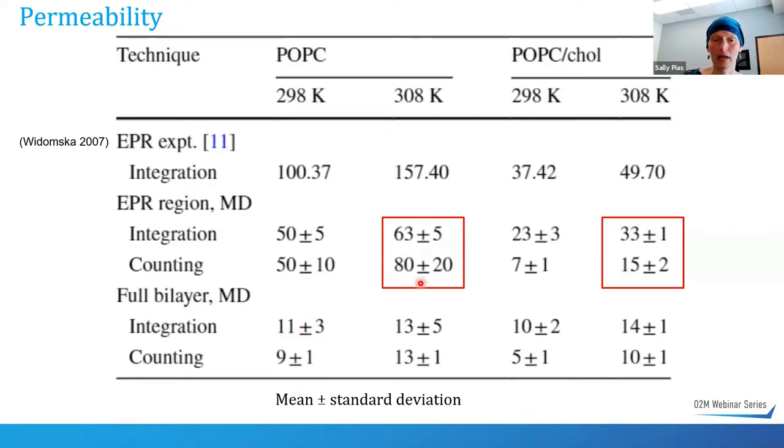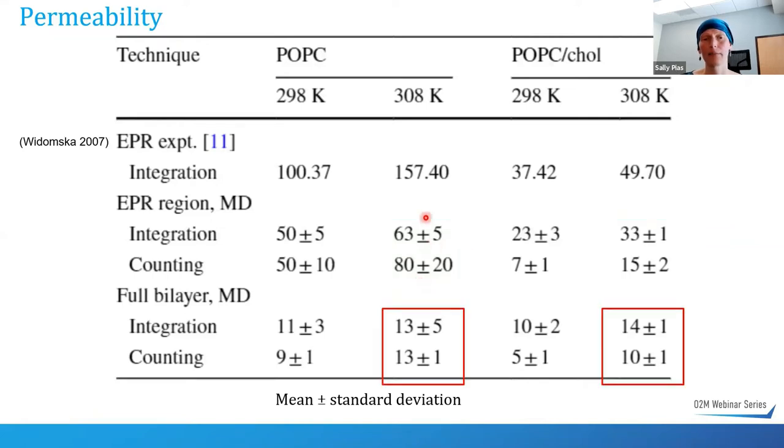Okay. But so then if we compare the values between the EPR region calculation, the counting technique I think is a bit more accurate. So we have somewhere around 80 centimeters per second for the POPC. Then if we take the full bilayer into account, we have a major reduction in permeability. So this is from the same simulation, but just taking into account the interfacial region, we see a major reduction in permeability within the same simulation system. And then for POPC cholesterol, it's not as dramatic. So if you take the EPR region and compare that to the full bilayer region, it's a factor of 2 reduction, but it's not as huge of a difference.